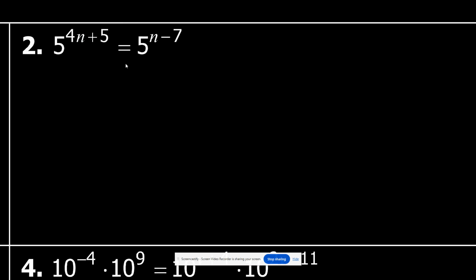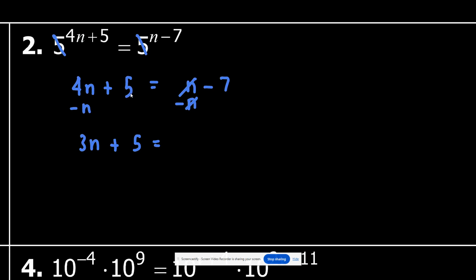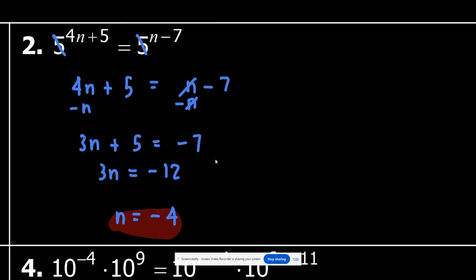Okay, number 2. Notice this one's simple. Already have one base on each side. They are the same. Drop the base. So 4n plus 5 equals n minus 7. I'm going to move the smaller one, so I'm going to subtract that in. 4n minus 1n is 3n plus 5 equals, these cancel, negative 7 drops. So now I get to solve this problem. I subtract 5. So negative 7 minus 5 is negative 12. And then I divide by 3, so n equals negative 4. Okay? There's number 2.